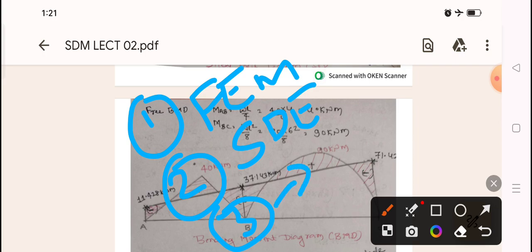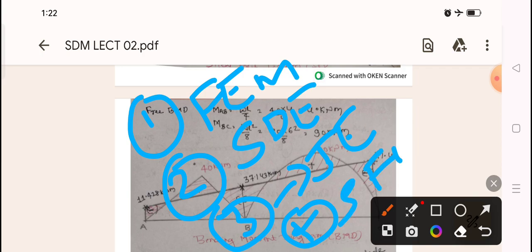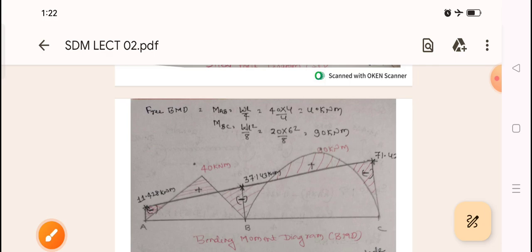In step number three, you have to apply the condition of joint equilibrium. That is the equation you are supposed to use. Step number four, after that you have to draw the SFD and BMD. This is the way we are going to solve the problem.